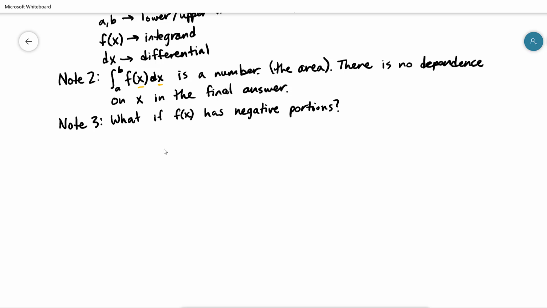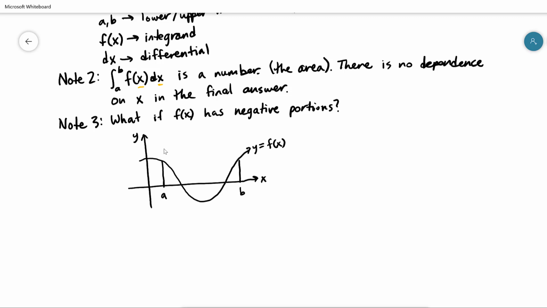So meaning, let me draw a picture of what I mean. What if this is the picture we're dealing with? What if our function goes like this? Maybe here's a and here's b. And here is our y equals f of x. There's x and y. Well, we have a region where it's positive, another region where it's positive, and then we have this region where it's negative in the middle.